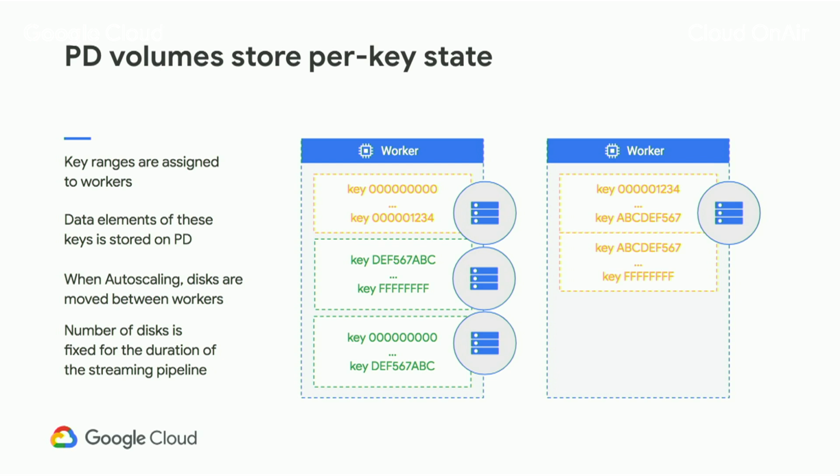Another thing to remember is that the number of disks used in a streaming pipeline, in the current implementation of shuffle in a streaming pipeline, is fixed, and it's determined at the beginning of the pipeline. We typically pick a very reasonable number at the beginning, but then we never change the number of disks for the duration of the streaming pipeline. The only way for us to give more disks to a particular worker is basically by taking an existing disk from another worker.